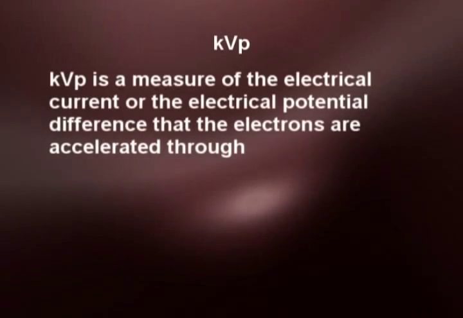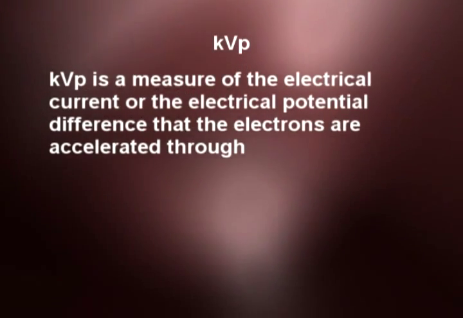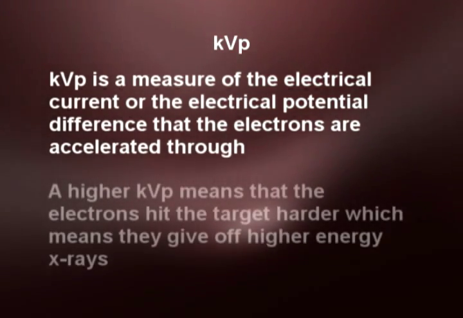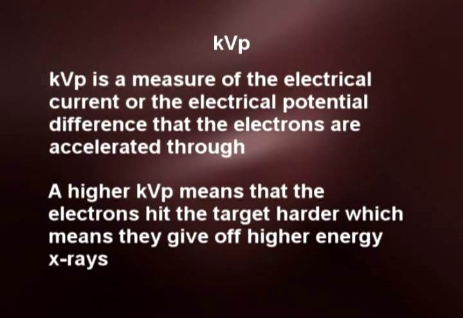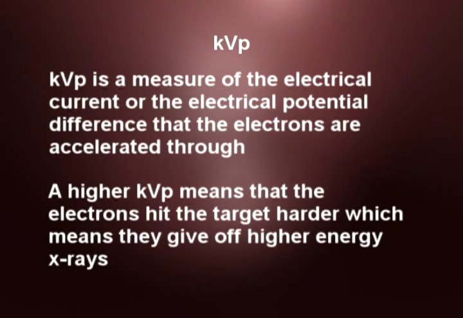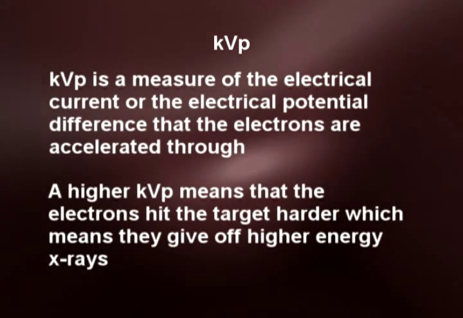There are some machine settings that are common to any X-ray machine. These are the things that help to control the radiation dose from the X-rays. One of these is the kilovolts potential, which you'll see abbreviated as kVp. The kVp is a measure of the electrical potential difference that the electrons are accelerated through. A higher kVp means that the electrons hit the target harder, which means that they give off higher energy X-rays. So increasing the kVp increases the energy of the X-rays.